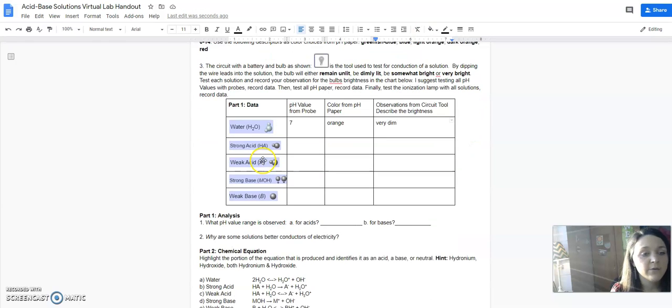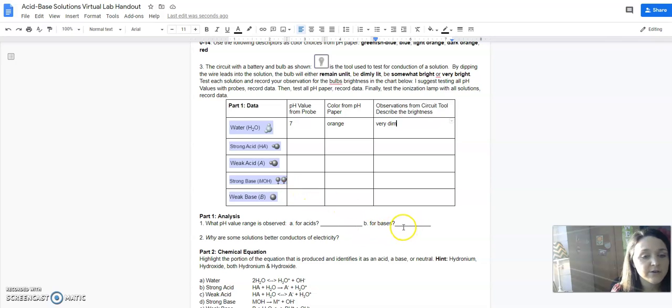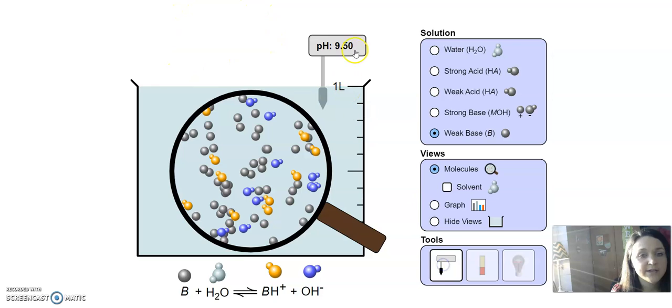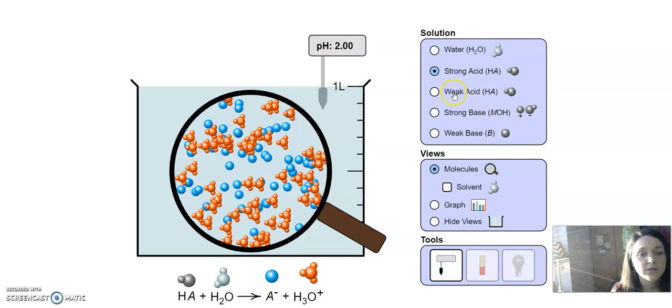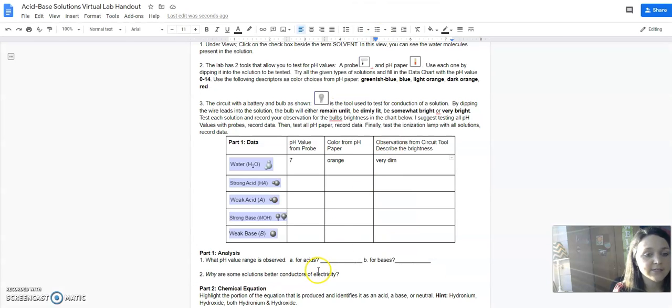All right, now we're going to look at what the pH values are for acids and for bases. Well, we know that if we take our pH probe into a weak base, it's 9.5, a strong base is 12. Our acids are low, they're below 7, and water is right at 7. So our acids would be 0 to 6.9, and our bases would be 7.1 to 14, because 7 is right in the middle.